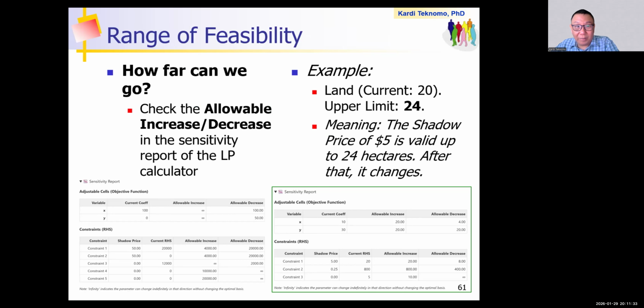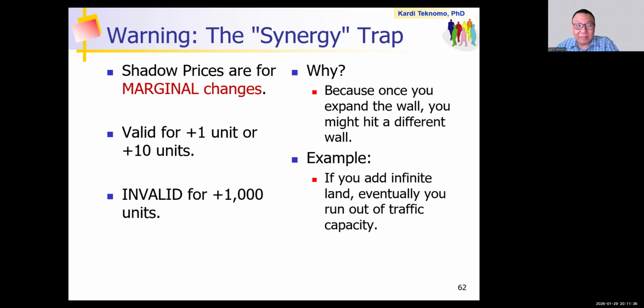But be careful. When we say sensitivity analysis, this is only valid for a small change, so plus 1 unit or plus 10 units. It is actually invalid for a large number of units, say 1,000 additional hectares of land. The shadow price may drop to zero, because you will hit another constraint instead. So don't extrapolate to infinity.